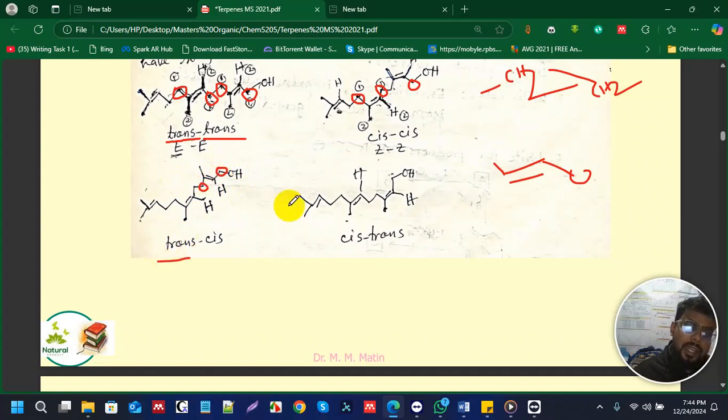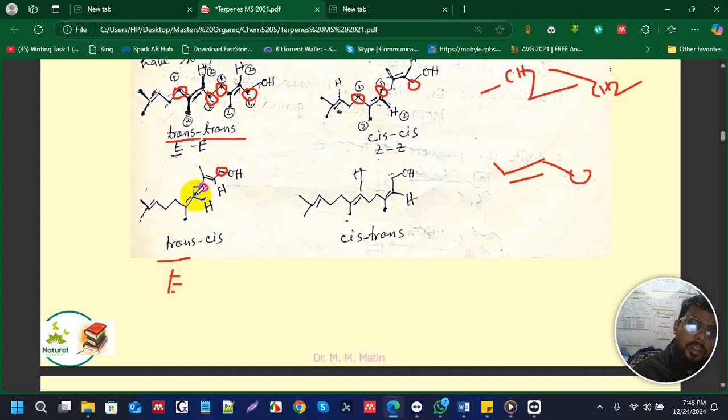How will we be able to check which is first and second? There is a functional group, and this double bond is closer to this functional group, so it is the first double bond, and the other is the second double bond. In this way we'll be able to find out which is the first and which is the second double bond. It is the first double bond, and it is in trans conformation. That's why we have written trans, which we can write as E.